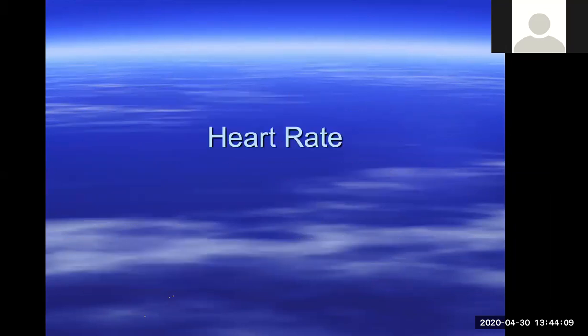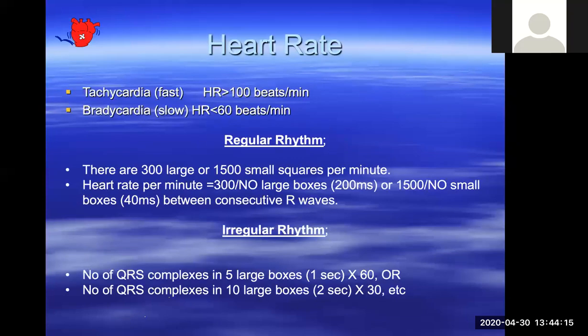Okay, let's go through how you measure your heart rate. Normally, somebody at rest should be between 60 and 100. Less than 60 is brady, more than 100 is tachy. A simple way of measuring it is to look at the number of large squares between the RR intervals. You choose any RR interval, best again in lead 2, or you should have a rhythm strip at the bottom of the ECG, usually lead 2.